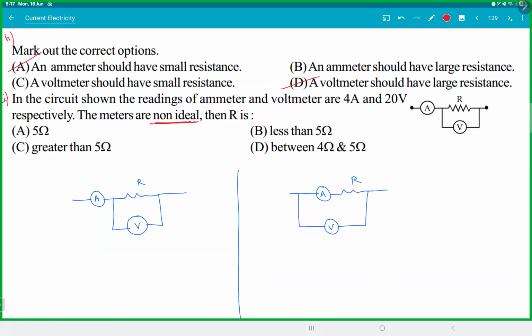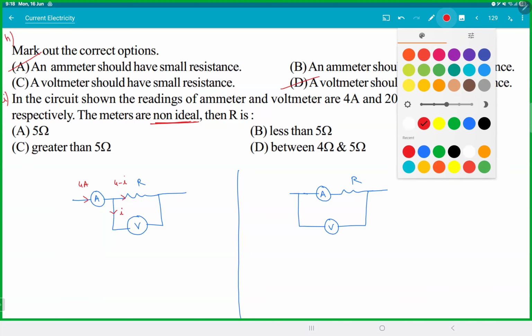What is the catch here? In the circuit shown, the readings of the ammeter and voltmeter are 4 and 20. Look at the problem here. This guy is showing 4 ampere, great. So there will be some current in the voltmeter because it is non-ideal. So this current will be 4 minus I.